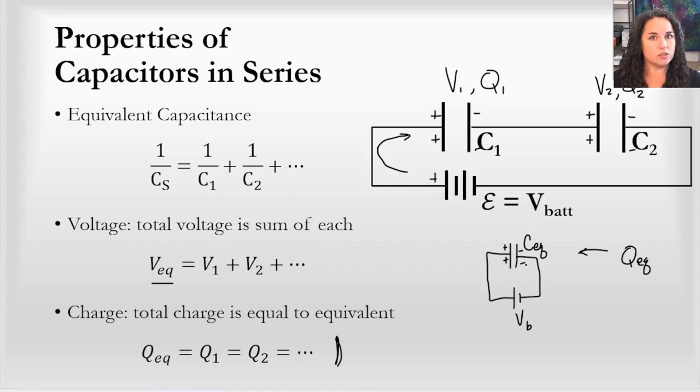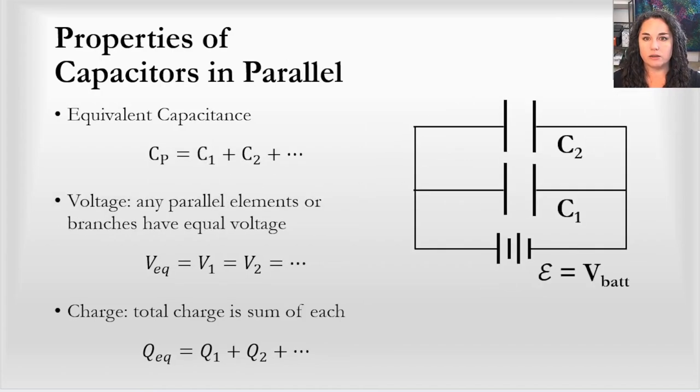This is a nice relationship if you're trying to find charges. You can find the charge on the equivalent capacitor, and then you can distribute that charge in different ways across a different circuit to figure out what charge is on the other capacitors. So those are some nice relationships for the series. Let's look at parallel. For parallel, we're going to see that the equivalent capacitance looks like resistors in series. Okay, so they just add together.